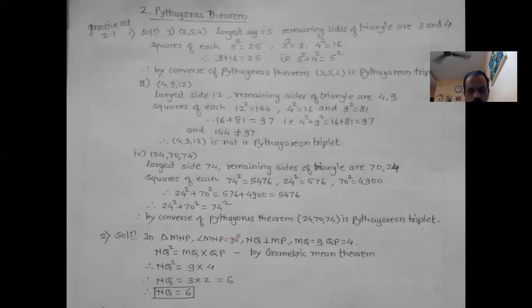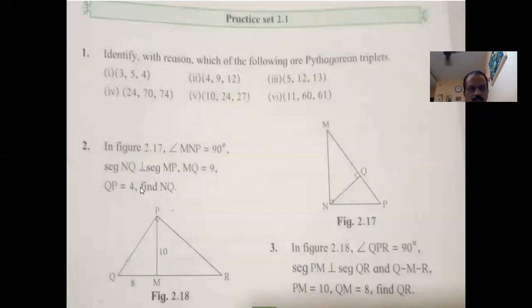Now we solve the second example. What is the example? In the figure, angle MNP is equal to 90 degrees. Look at this figure: where is the angle? N is the 90 degree angle. Another piece of information given is that segment NQ is perpendicular to segment MP, and MQ is equal to 9, whereas QP is equal to 4.